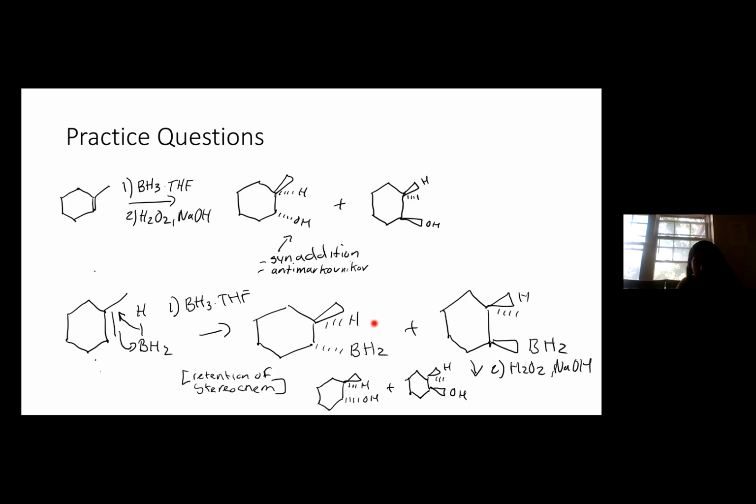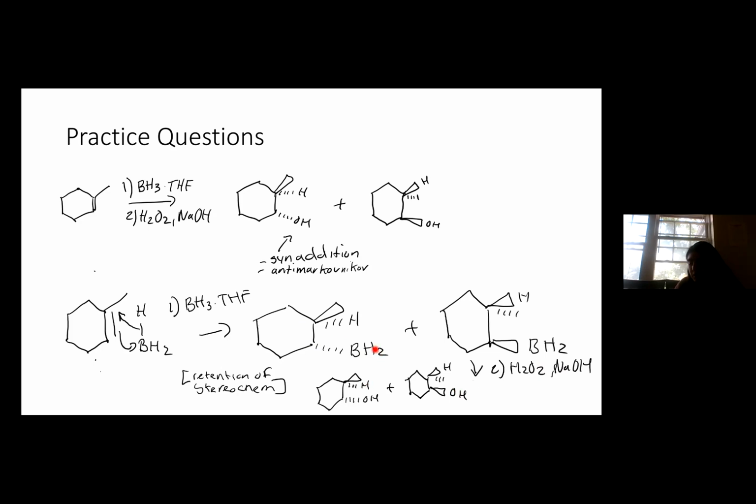And again, we said it's syn addition, so they're both on the same side. So it can come from the top or the bottom as well. So we have 2. These are both wedges or both dashes, right? And then this is from the first step, where BH2 adds. And then from the second step, that's where the OH comes in. And OH just replaces BH2. So you can see this becomes this, and this becomes this.